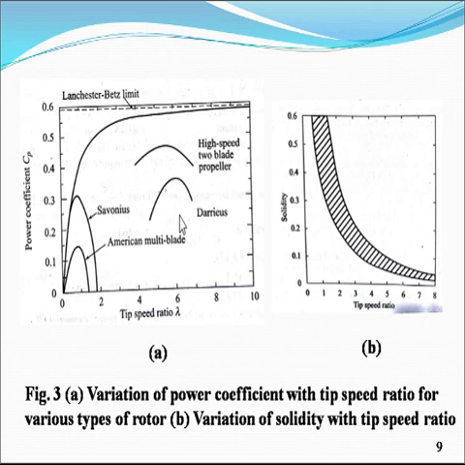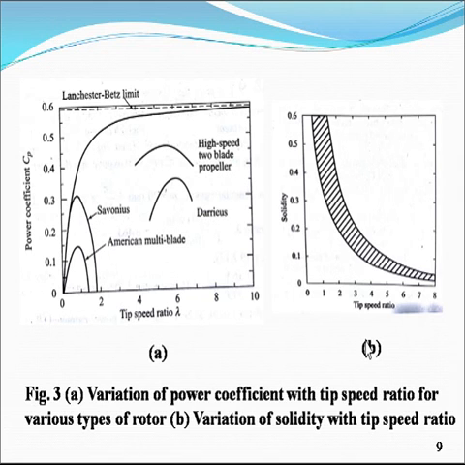So for these two machines, the tip speed ratio is high, for the Darrieus and the propeller. So these are the high speed machines, and these two are the slow speed machines. These give less torque, more speed. These two give more torque, less speed.